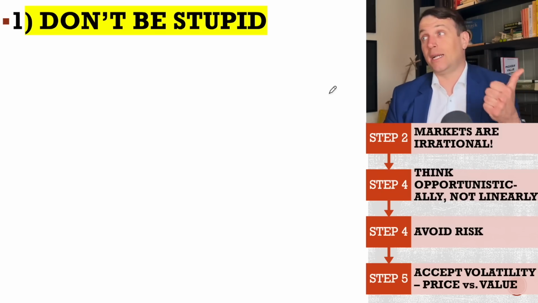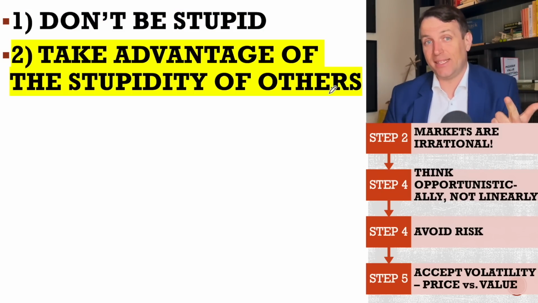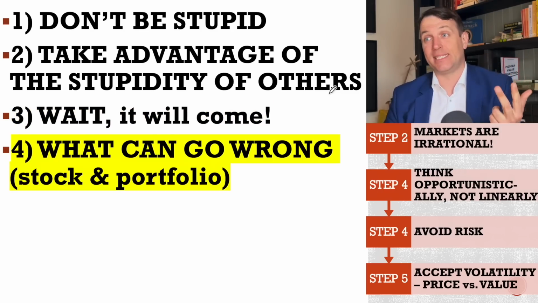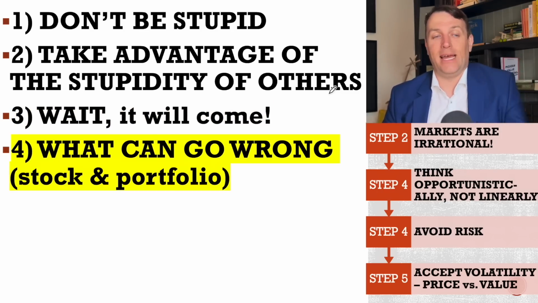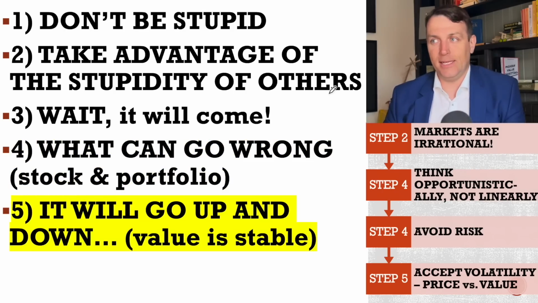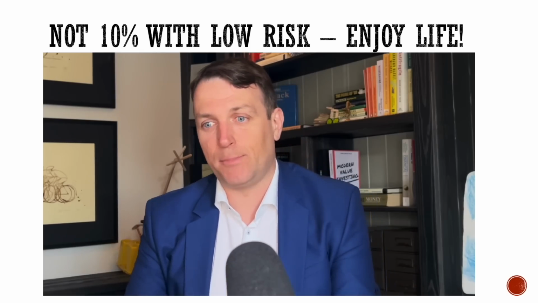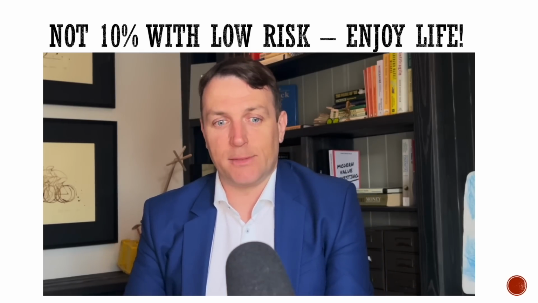So rule number 1, don't be stupid. Take advantage of the stupidity of others. Rule number 2, patience. The right pitch will come, as Buffett said. What can go wrong? Ask yourself, what can go wrong with the stock, with the portfolio? It will go up and down, value is stable, focus around that. And with these 5 steps, I think that you can achieve 10% or more from a fundamentals perspective.